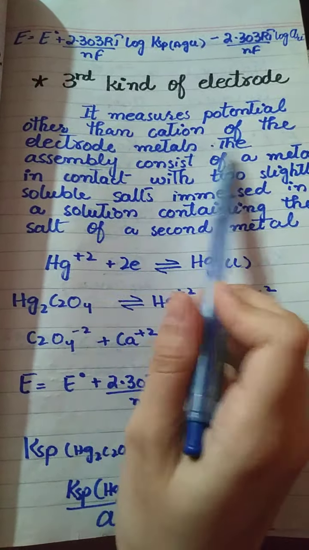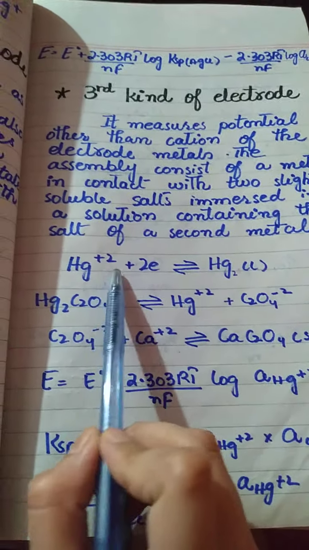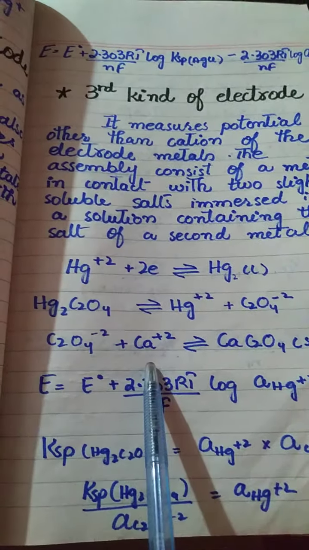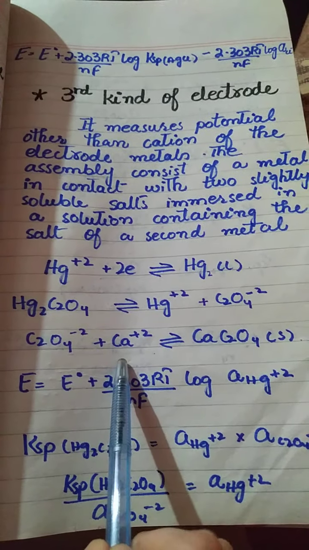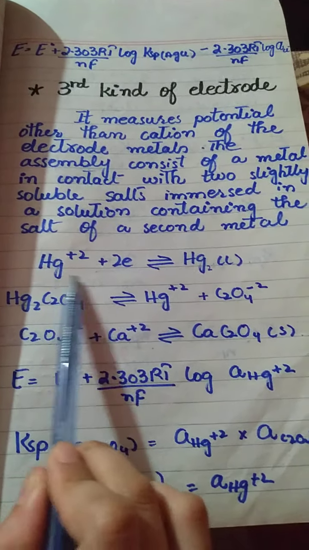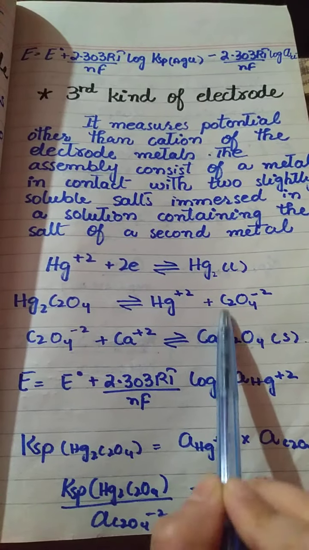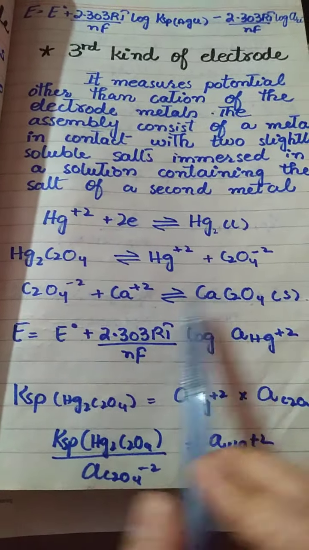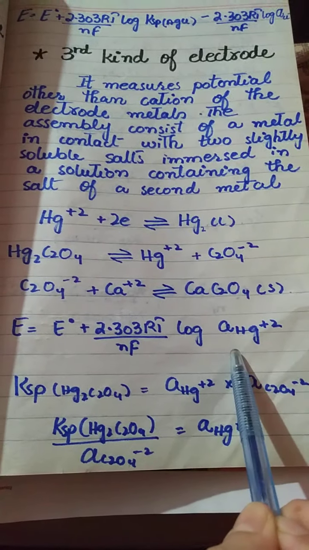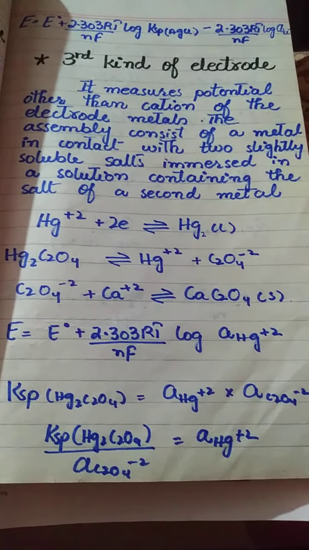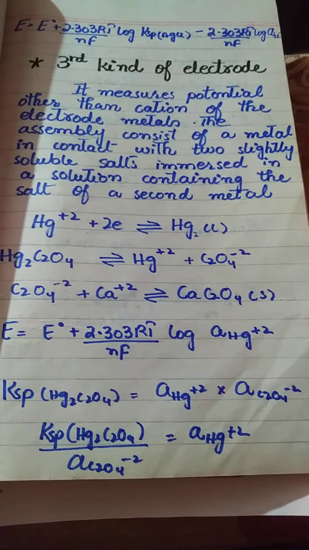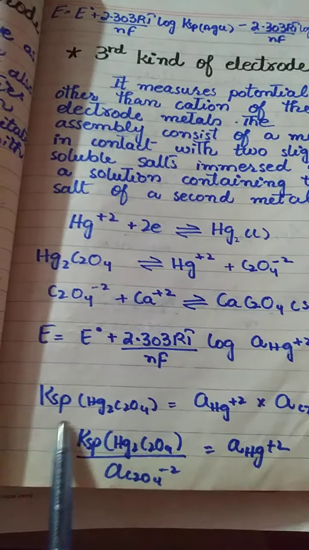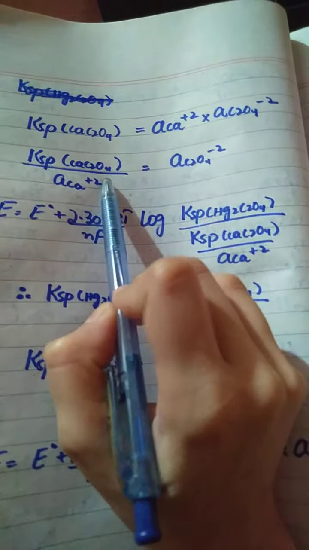It measures potential other than the cation of the electrode metal. Like if we have a mercury electrode, it would find out the concentration of this calcium ion. The assembly consists of a metal in contact with these two sparingly soluble salts. And for this reaction, the Nernst equation for mercury is written here. Since here we are talking about two sparingly soluble salts, two Ksps will be used. First we will use Ksp of mercury oxalate, and the second Ksp we will use is of calcium oxalate.